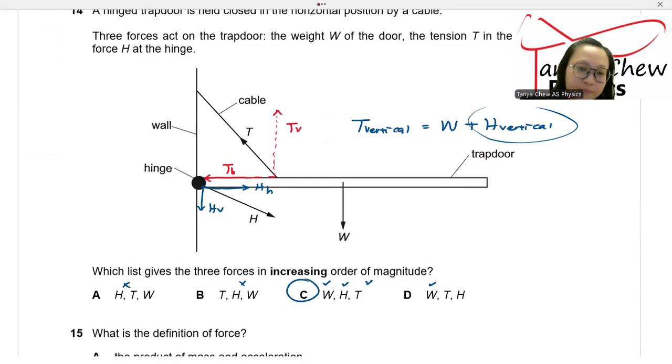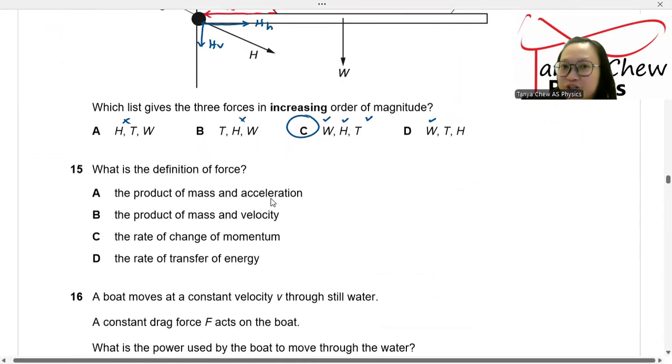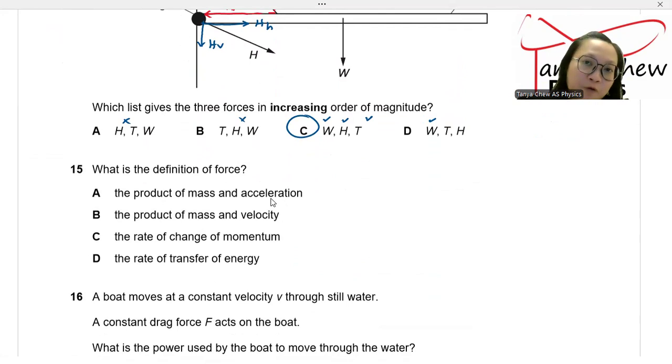C is the answer. Number 15, what is the definition of force? If you recall Newton's second law, the definition of force, right? How Newton defined force is the rate of change of momentum. C is the answer. This is about the definition.